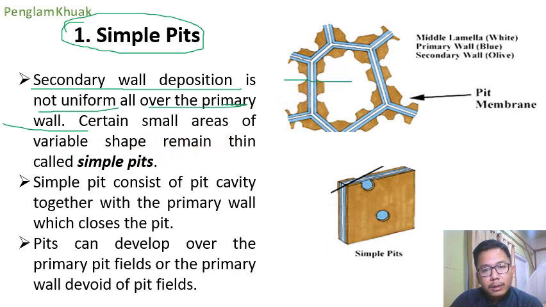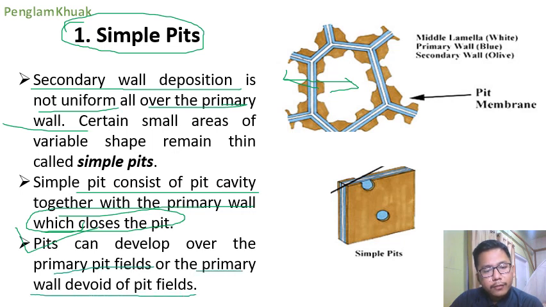This simple pit will contain plasmodesmata. A simple pit consists of a pit cavity together with the primary wall, which closes the pit. Pits can develop over the primary pit field or on primary wall devoid of pit fields. Simple pits do not contain a border, and thus only a pit is present because secondary wall is not present within the middle lamella and the primary wall.